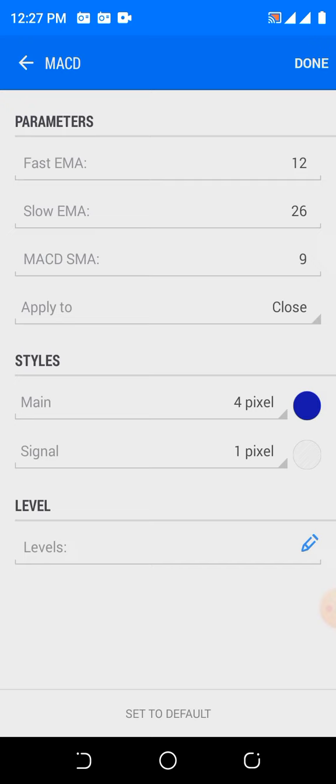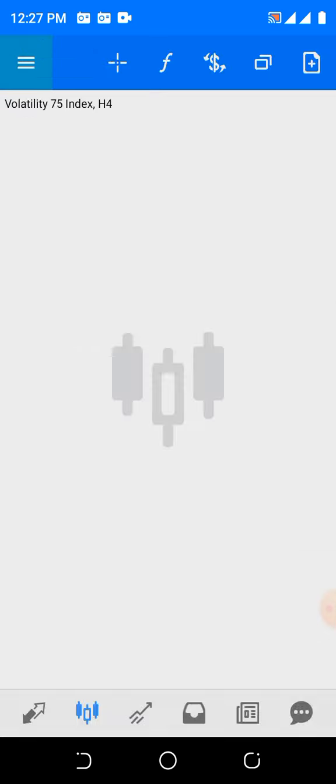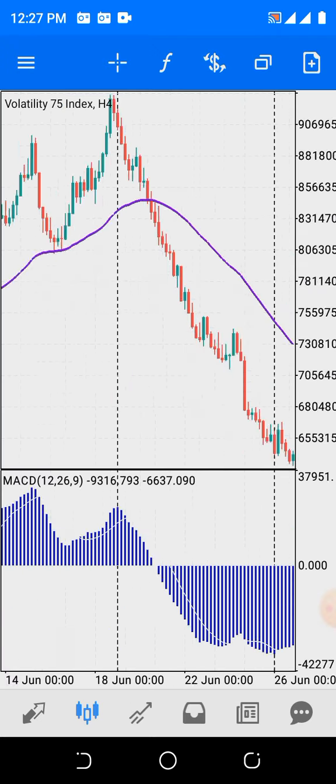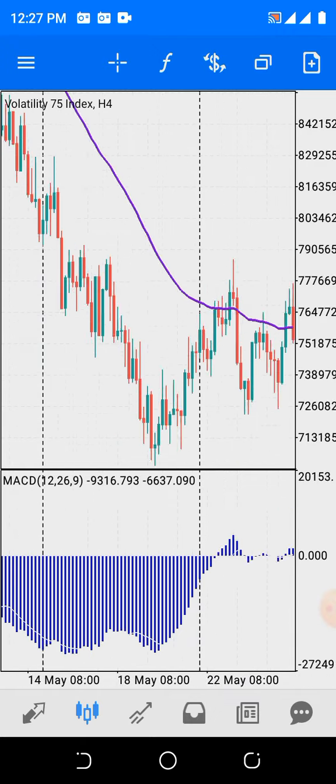Fast EMA is 12. Slow EMA is 26. MACD SMA 9. Apply to close. Then for the style, choose the color of your choice. The signal color should be the same as your screen background. This is a great opportunity for you. Study it very well, and your trading history will change for good.